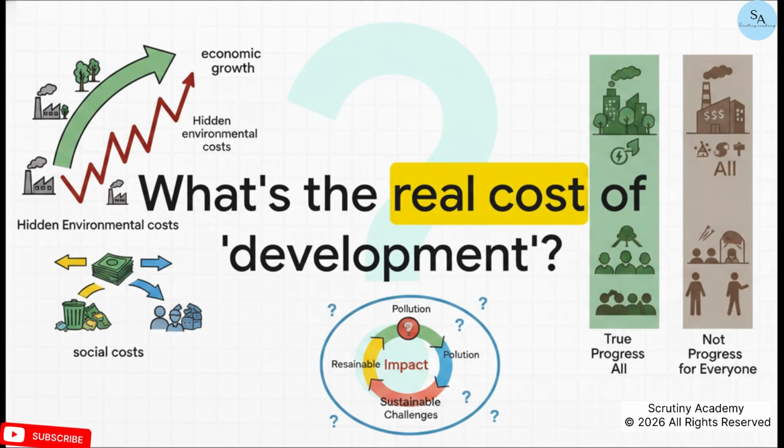So, at its core, this whole chapter is really asking one big question. What is the real cost of development? Yeah, we talk about economic growth all the time, but what's the hidden price? What are we doing to the environment, to society? And maybe most importantly, who is actually getting the benefits from all this so-called progress?